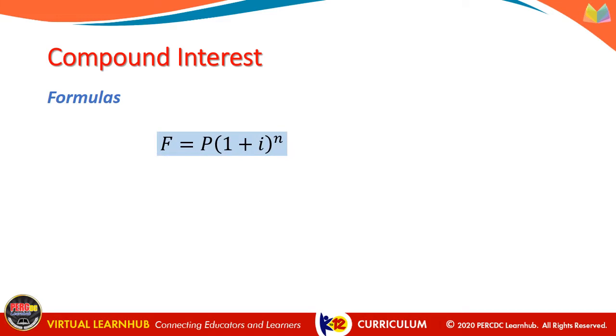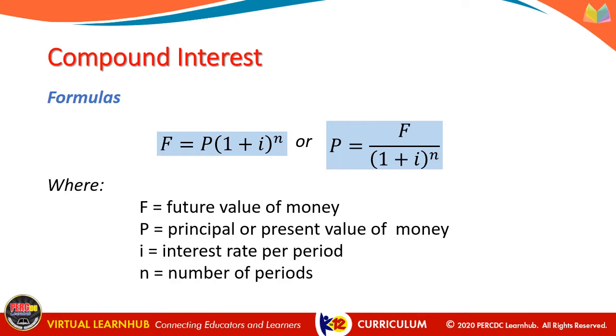In solving problems involving compound interest, we use the formulas F = P(1 + i)^n, or transposing, P = F / (1 + i)^n, where F is the future value of money, P is the principal or present value of money, lowercase i is the interest rate per period, and n is the number of periods.